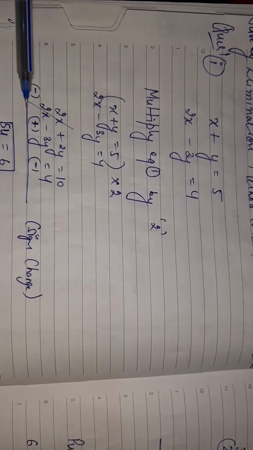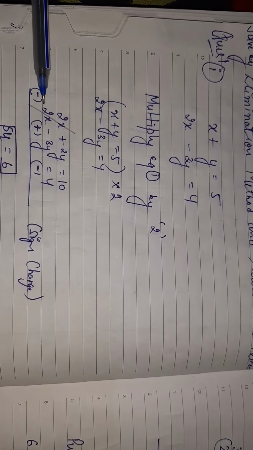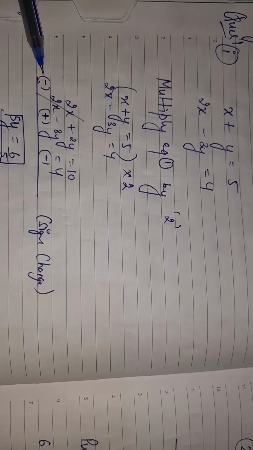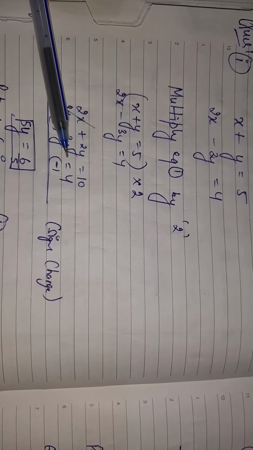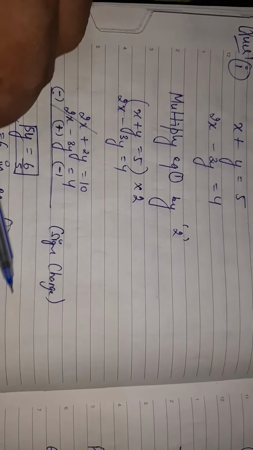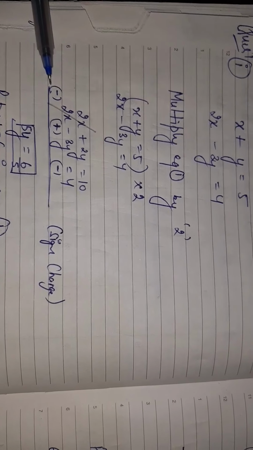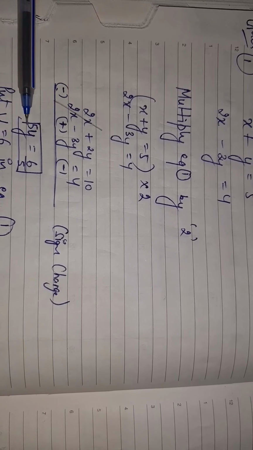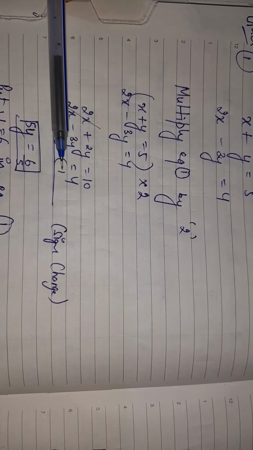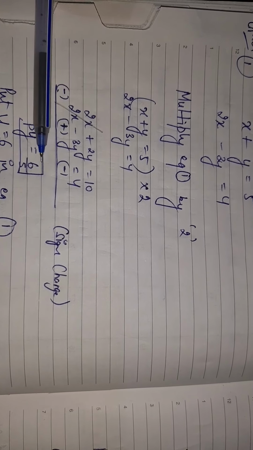For cancelling, I have taught you in chapter number 2 also, in division. If you want to cancel something which you have equated, you have to change the sign. This was plus, it will become minus. Minus will become plus. I have written this step with sign change. Cancelled out. 2 plus 3, 5y. 10 minus 4 comes out to be 6.